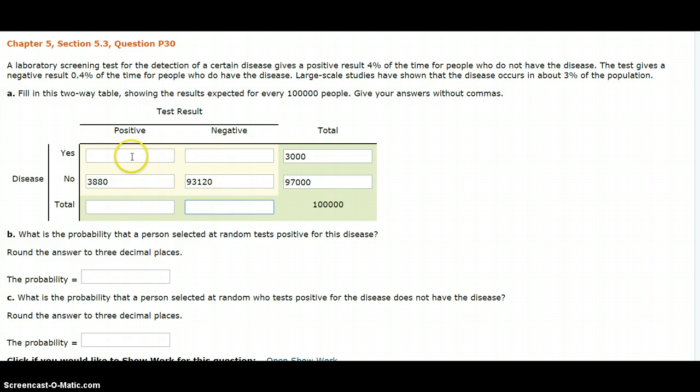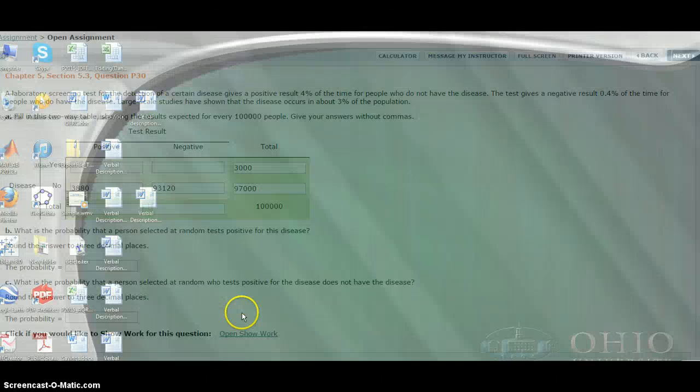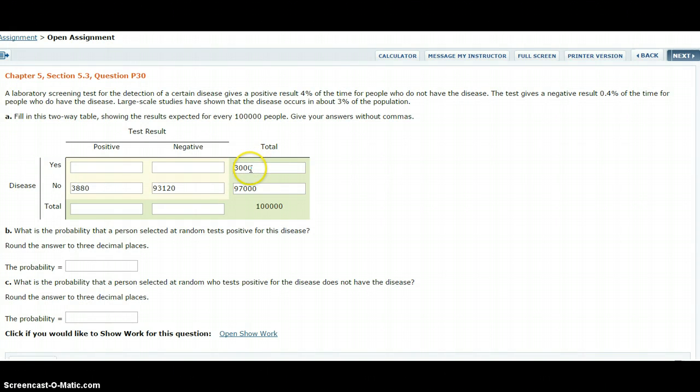Okay, now I'm stuck again because I can't get either of these. So I'm going to use my other data point here. With this 0.4% of the people who do have the disease, so of this 3,000, 0.004 of this 3,000 will have a negative result. That's what that said. So 0.004 times 3,000 would give me 12.